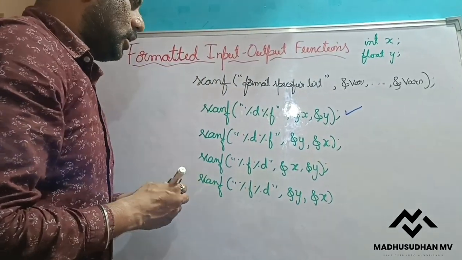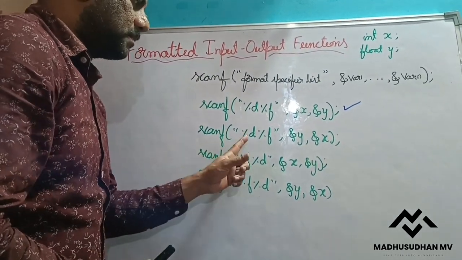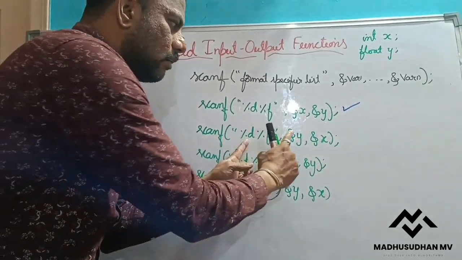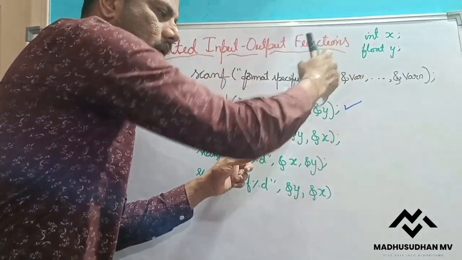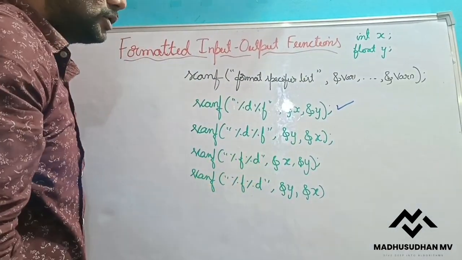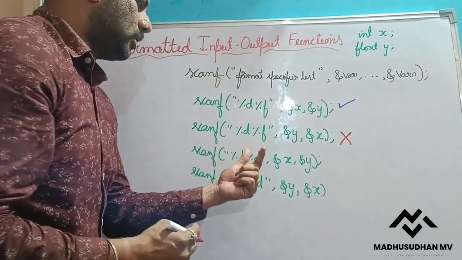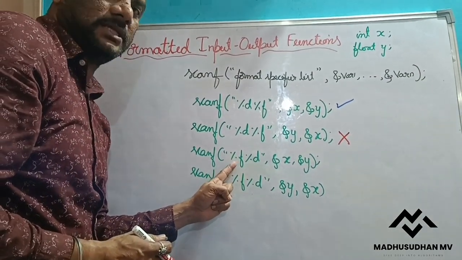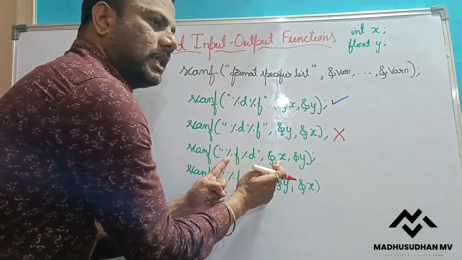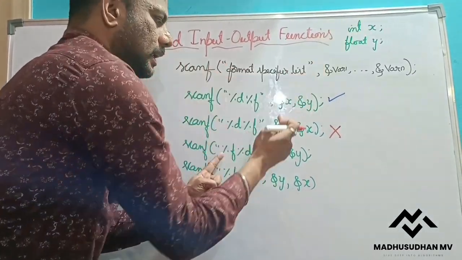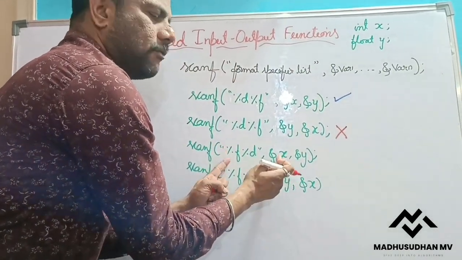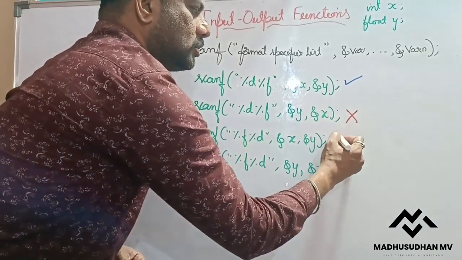Similarly, you come to this one. Now this is %d, integer, and y is what type? Float. These two mismatch, so this is wrong. Similarly, come to this one. The first one is %f, floating point. The first variable is x. What type is x? Integer. This is integer, but I am taking the format of floating point. So this is also wrong.